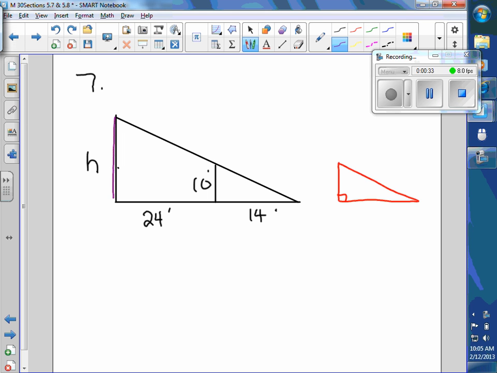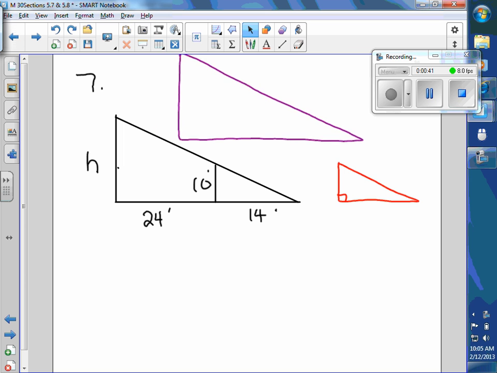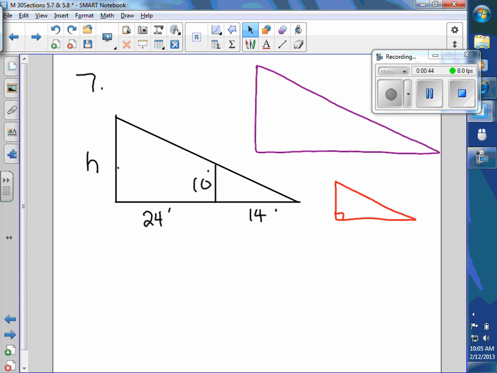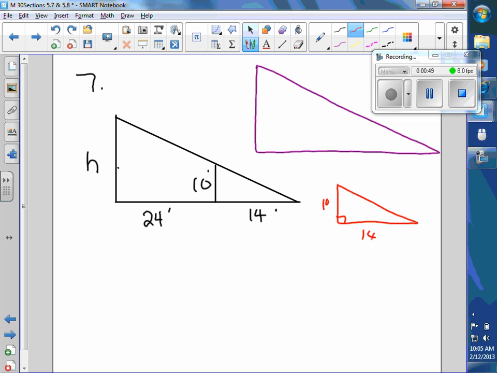And so you've got the big triangle, and then you have the triangle within the triangle, the red one. So you have this picture here, and this one here. And so then you want to transfer your values. This is 10 and 14. But this whole distance is 38 and h. So your ratio is going to be h compared to 38 as 10 compares to 14. Does that make sense? So h over 38 is one way to do it, as 10 is to 14.